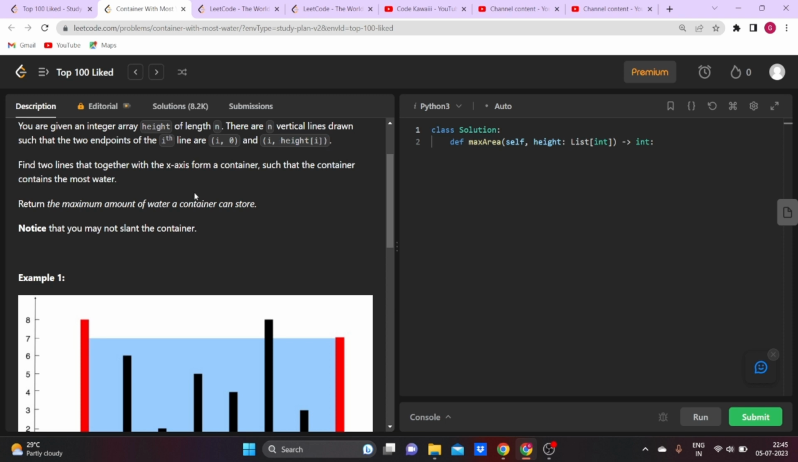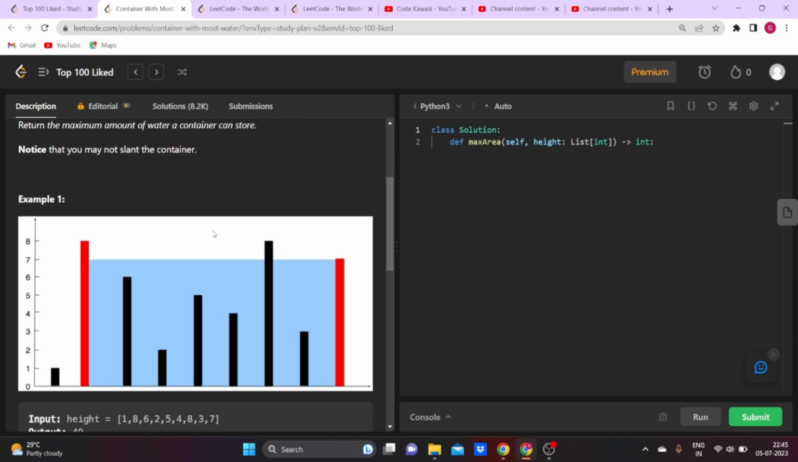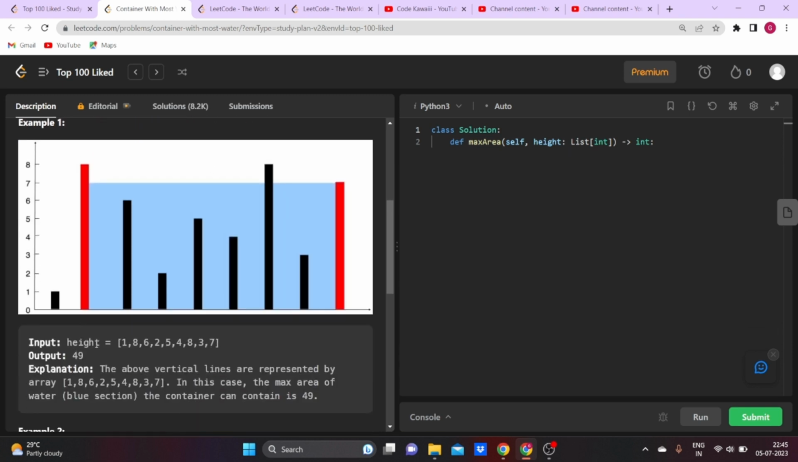So we have to find two lines that together with the x-axis form a container, such that the container contains the most water. And here we are given a height array, and this is the output, that is 49 for this example right here. The vertical lines are represented by the array, that is 1 for this first one, then 8, then 6, then 2. So the max area of water the container can contain is 49.